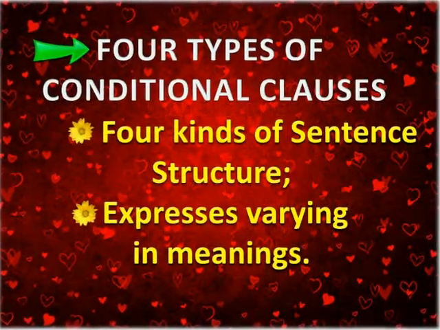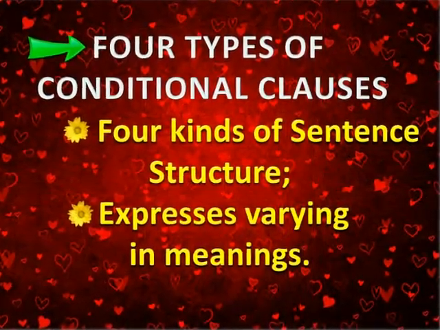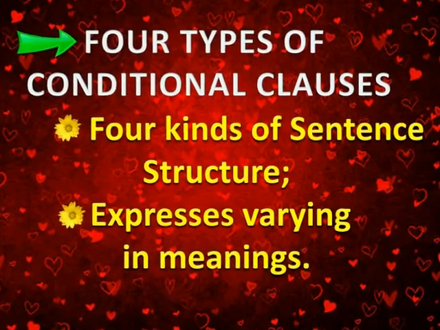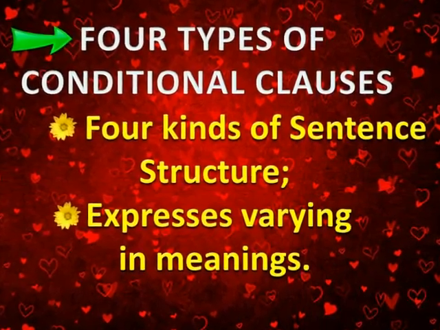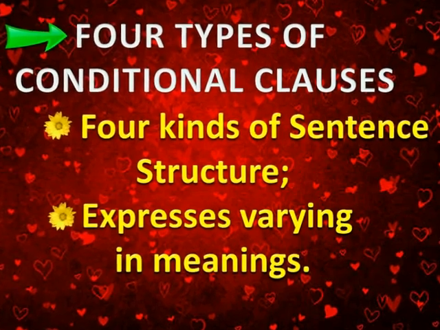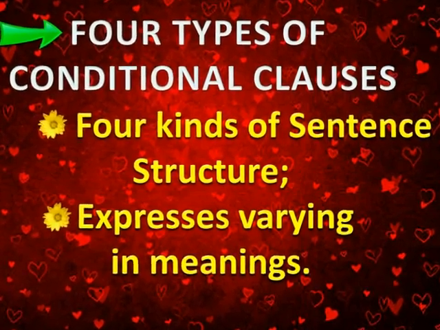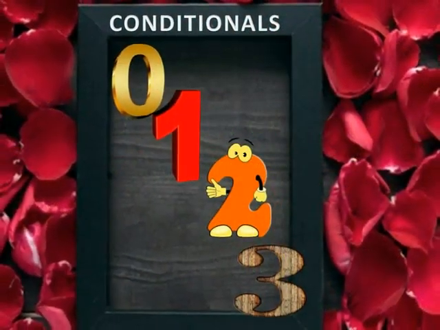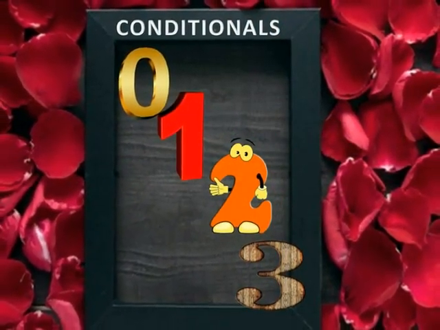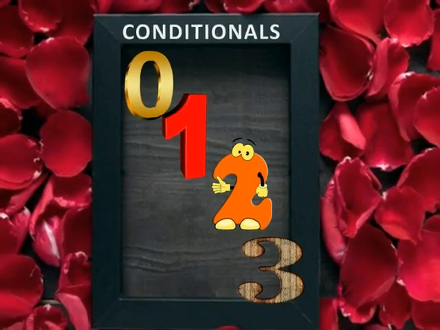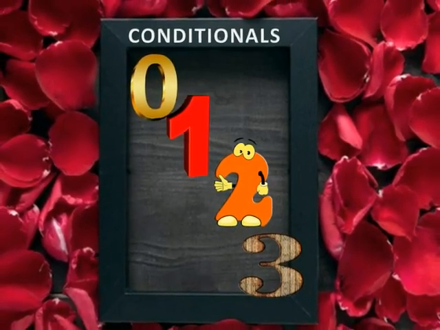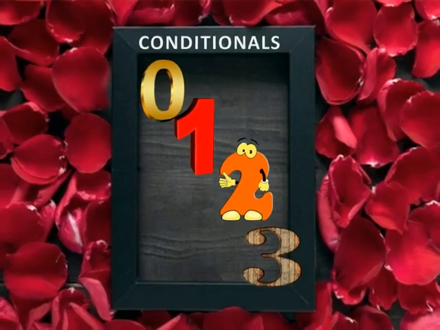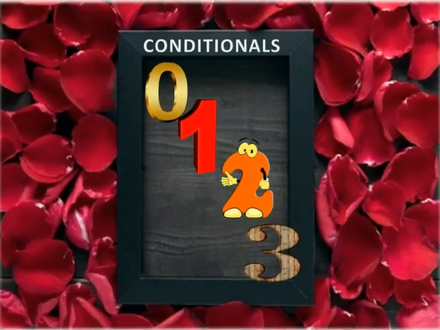There are four types of conditional clauses. Each type of conditional clause has a different sentence structure because they express varying meanings. We have to pay attention to verb tense when using different conditional clauses. The four conditional sentences are zero conditional, first conditional, second conditional, and third conditional sentences. Each expresses varying meanings and a different sentence structure.